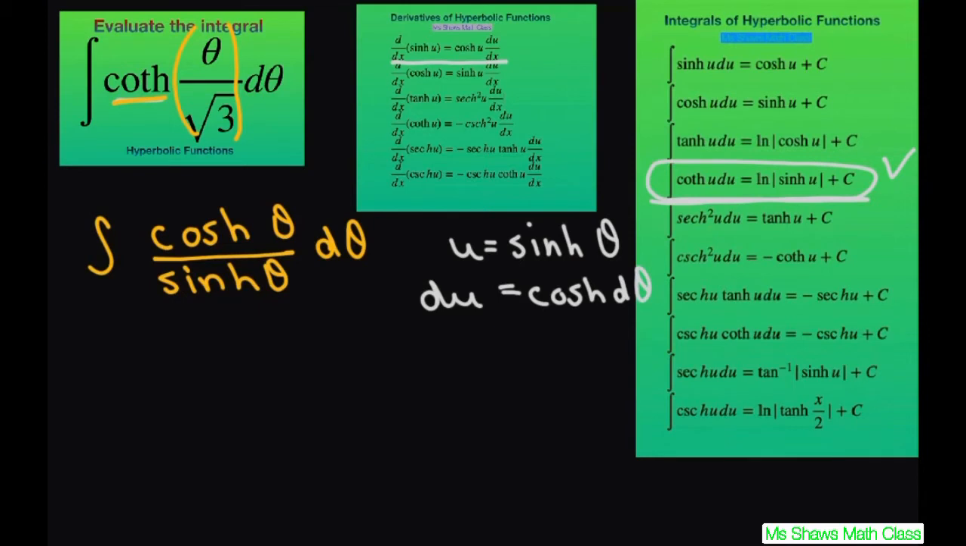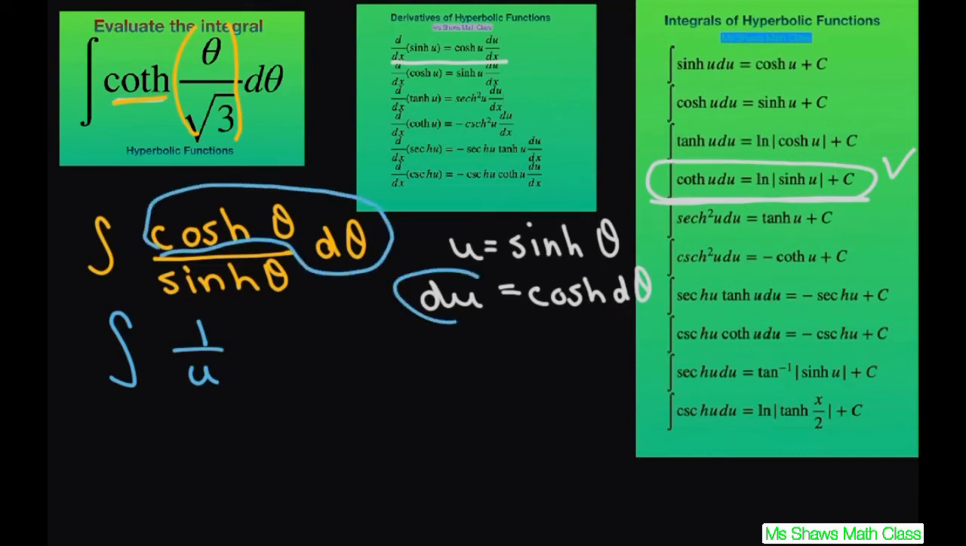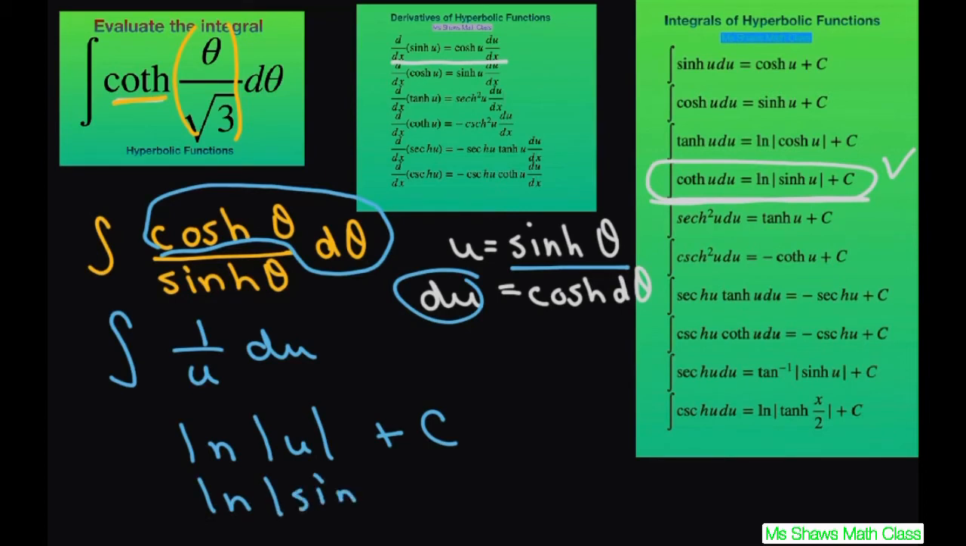So when you rewrite this in terms of u, this would be 1 divided by u, and this part would be du. So what you'd get, when you integrate this, is ln of the absolute value of u plus c, and then you just substitute in your u, which is hyperbolic sine of theta, plus c. So that's where this comes from.